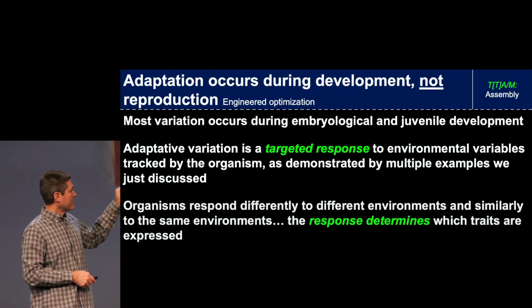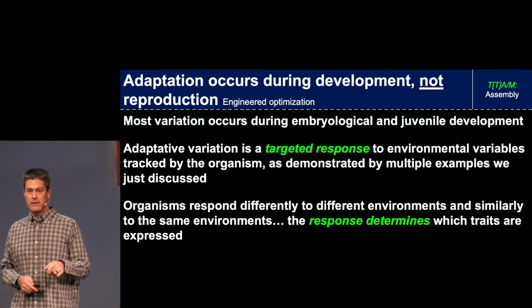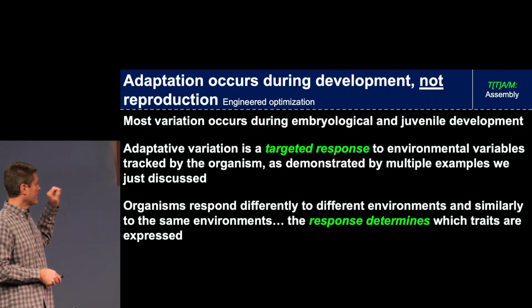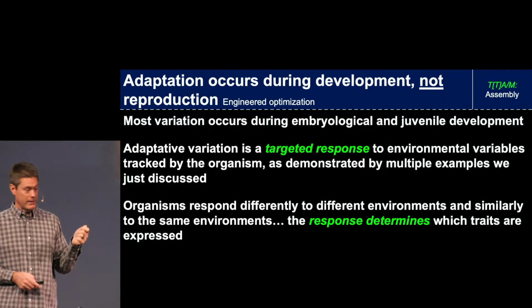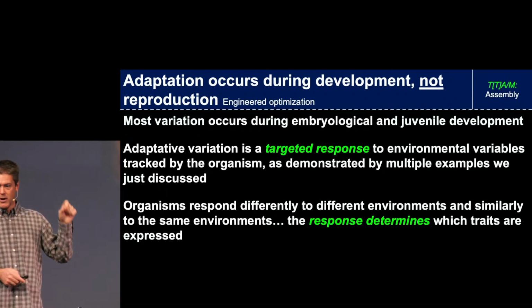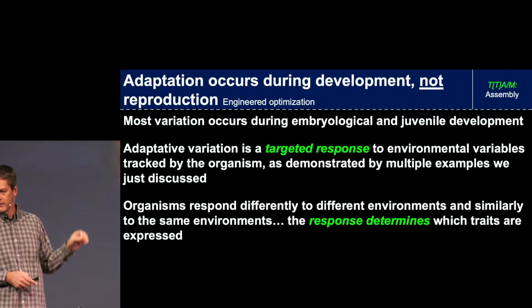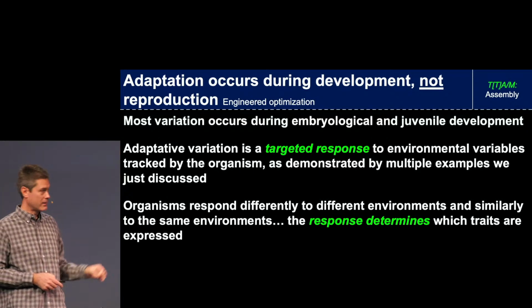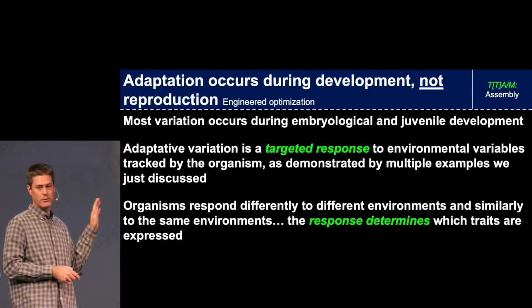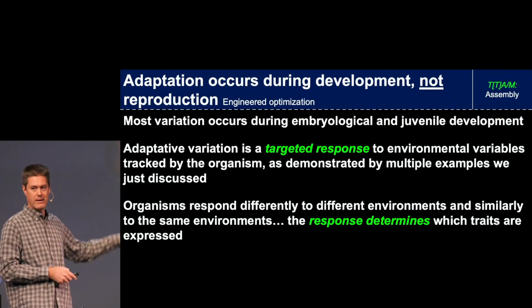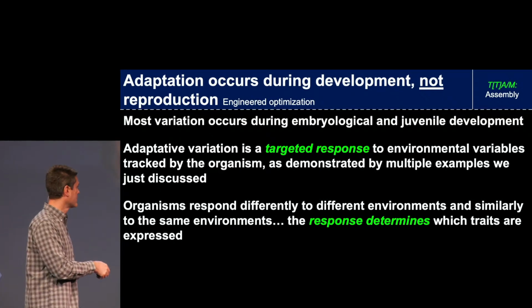So what we're discovering is that organisms respond differently to different environments, and they respond the same or similarly to the same environments. So it's the response that determines the traits that are expressed. This happens during development as these traits are expressed and developed as they go on. It has nothing to do with the environment per se. It has everything to do with the organism's response.